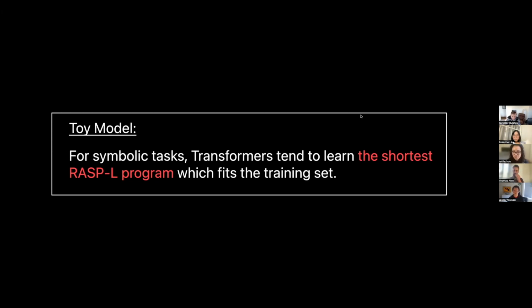But empirically, we'll see that this is very challenging. RASP is really helpful here because it gives us a measure of simplicity in terms of algorithms or programs. And this is essentially a minimum description length kind of intuition.